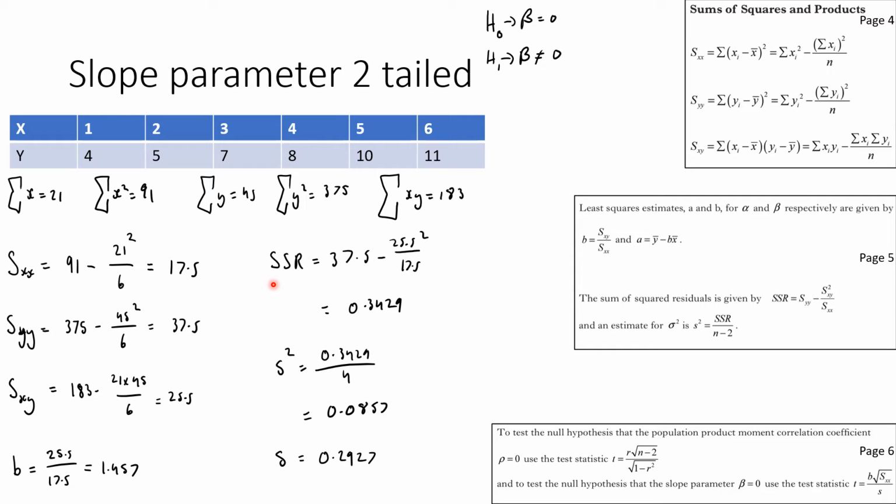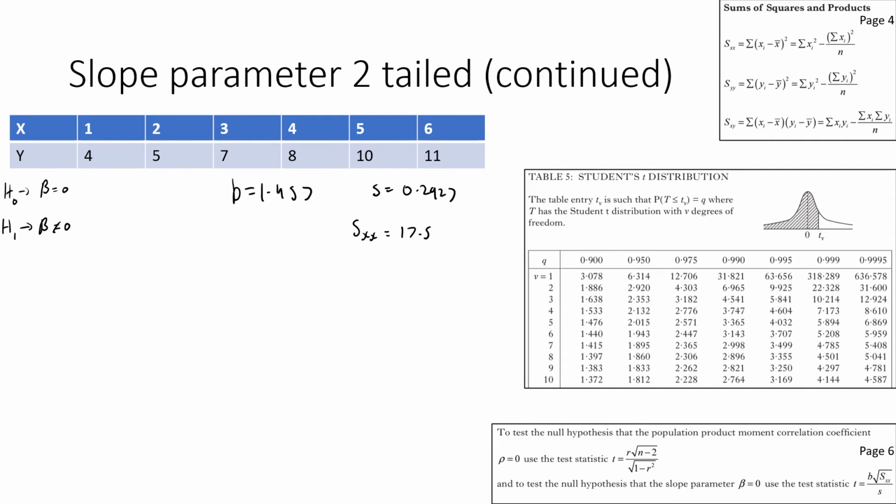Then we need s. So for s, we need SSR first. As I've done here, I've used this formula here: S double y minus Sxy squared over S double x, which gives us this value. We input that into our standard deviation formula, and then we get this value here for s. And now we can actually calculate our test statistic.